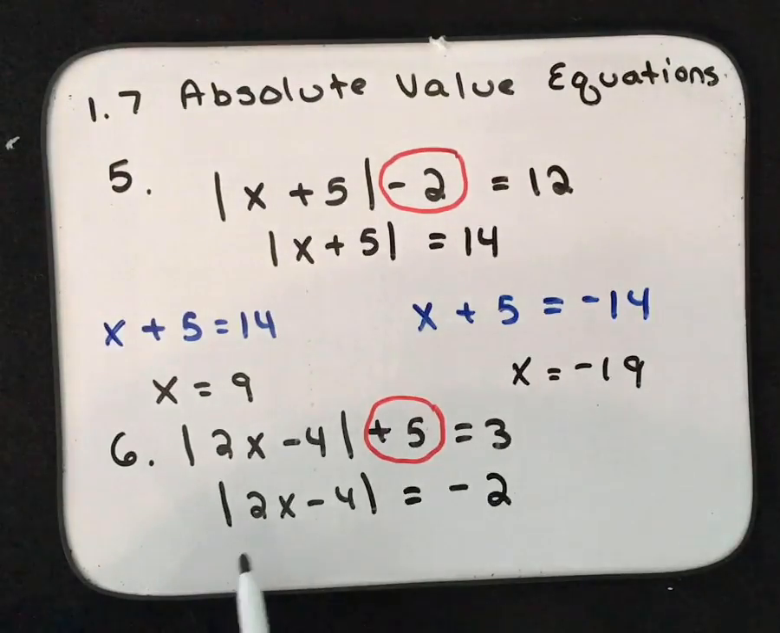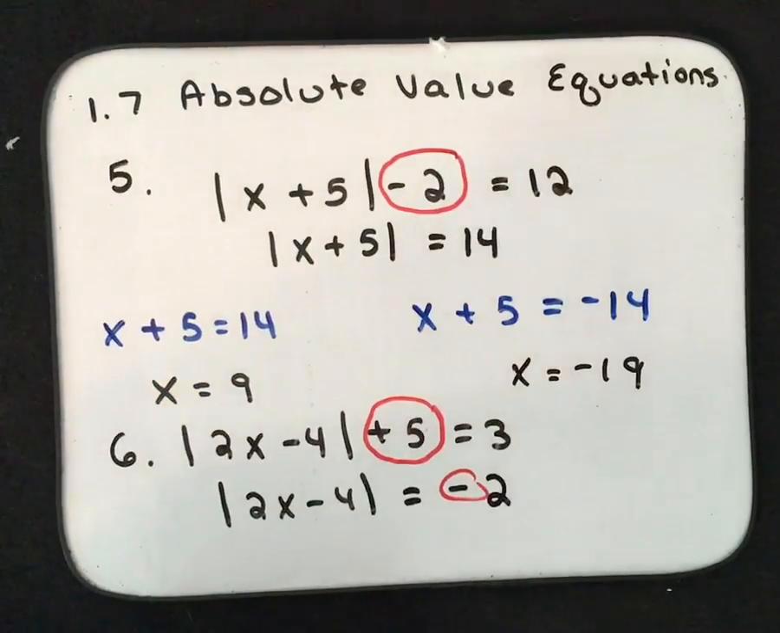Now before you start writing your two separate pieces, look at what this is saying. It is saying the absolute value of 2x minus 4 is equal to negative 2. You can't have a negative distance. You can be two spaces in the negative direction, but you cannot have a negative distance. So the absolute value can never be negative. So there's no solution, because no matter what I put in for this x, when I take the absolute value, it's going to be positive.